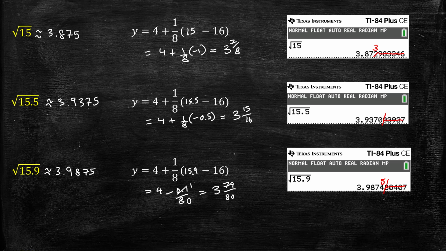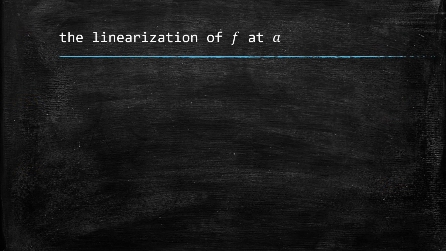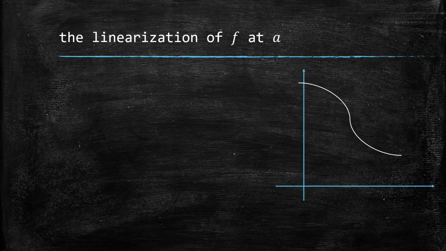So that's the process of linearization. We're going to formalize that in the next slide. So the linearization of a function f at a, let's just put a function in here. Let's call that f of x. And let's say that's a. Then we know that this would be f of a.